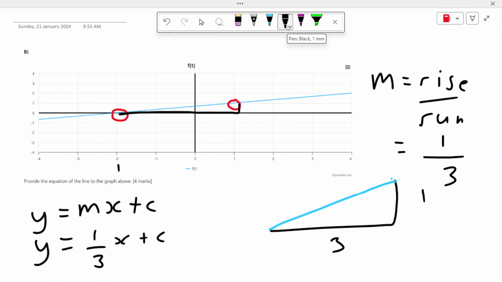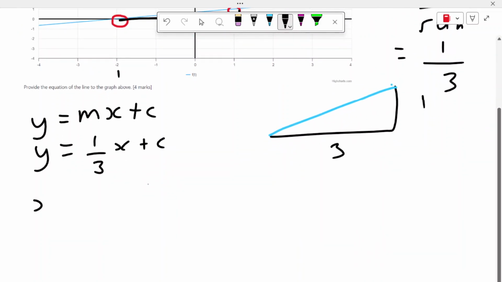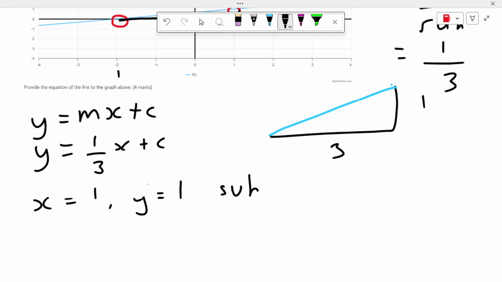Okay, but now we need to find c, and that means that we need to substitute in a point. So looking at this, I like the look of this point here. 1 up, 1 across. It's nice and easy. You can use the other one, but you're going to get more horrible numbers. So I'm going to use that point. So what we're going to say is x is equal to 1 and y is equal to 1. And we're going to sub. Okay, so we're going to substitute that in.